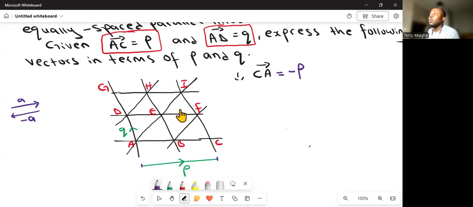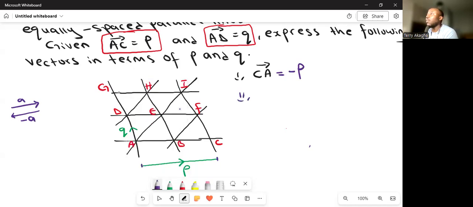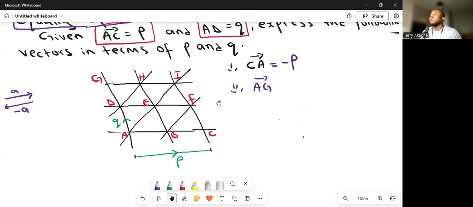So number 2, the next one we have is AG. So you want to move from A to G. But because they said it's equally spaced, you have to be very careful. They said the 3 sets are equally spaced parallel lines, so the spaces here are equal. Therefore, if A to D is Q, D to G is also Q. Are you seeing it?